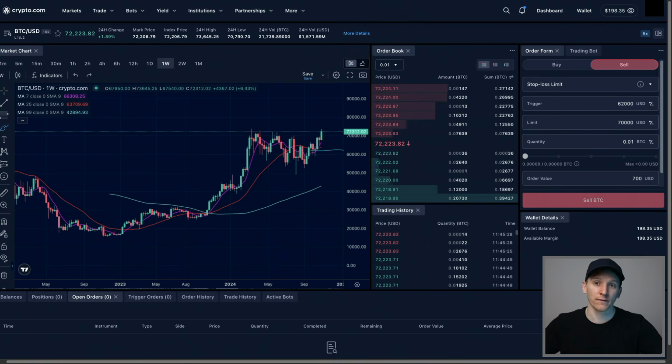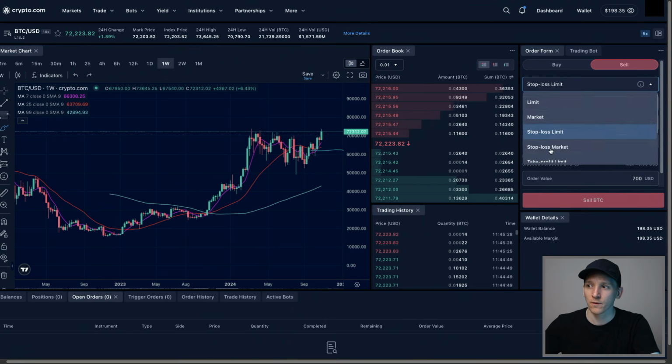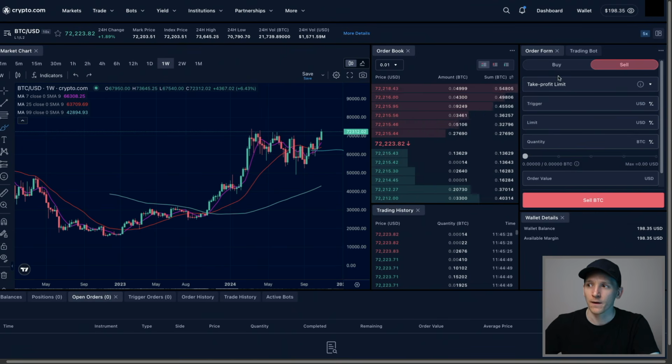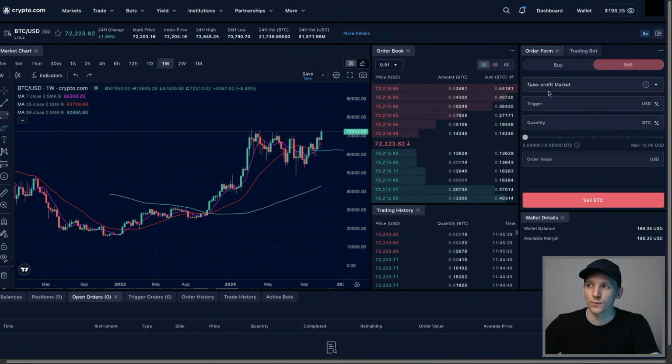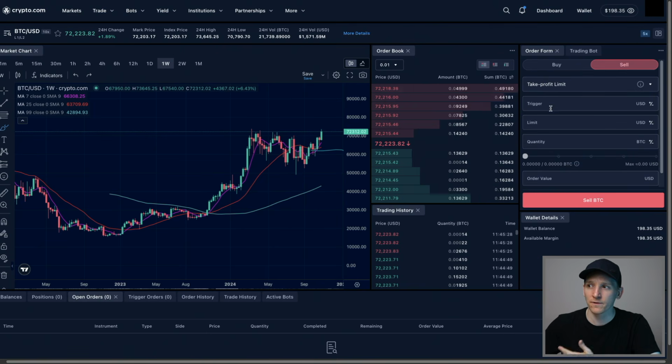We can use this exact same order type on the other side of things if we want to sell at a higher price as well. So you can actually have a take profit. So we can put take profit limit and take profit market, which is essentially the same thing. So the trigger order is 100,000. Put my limit order in at 100,000 and press quantity.